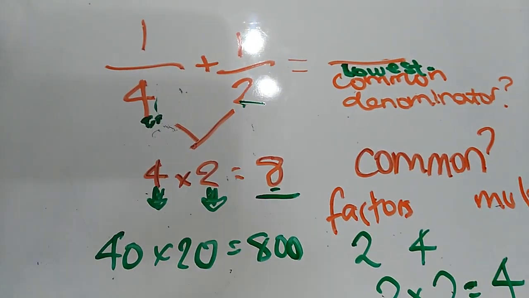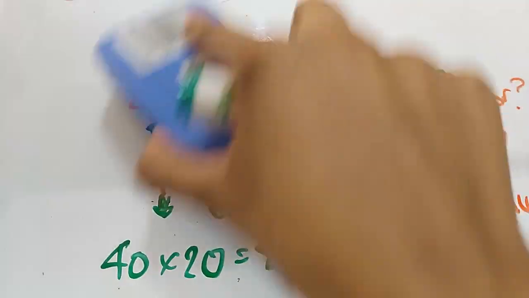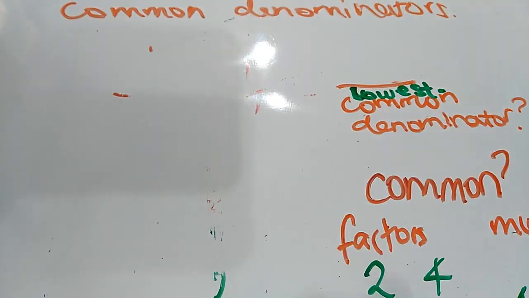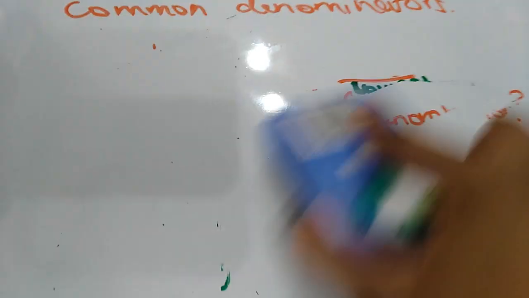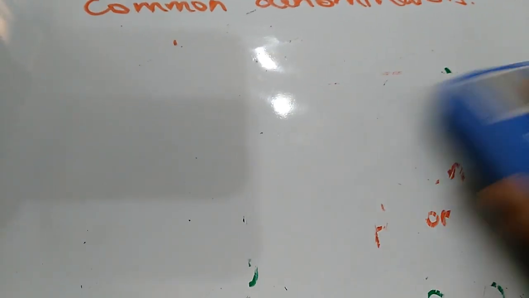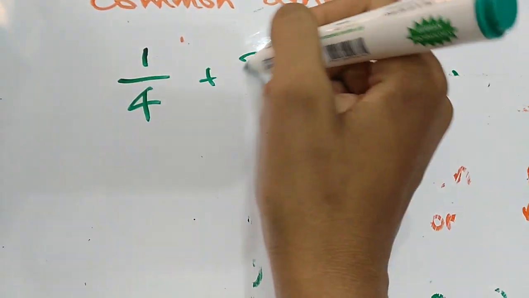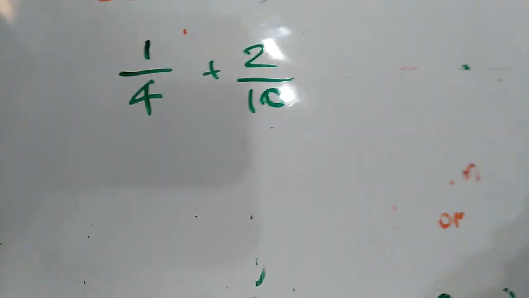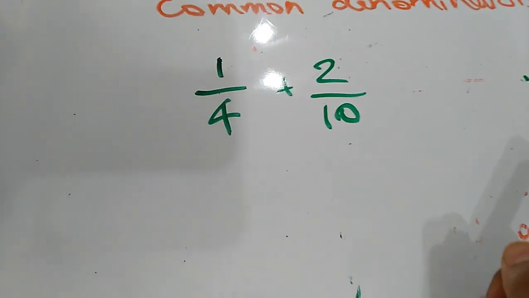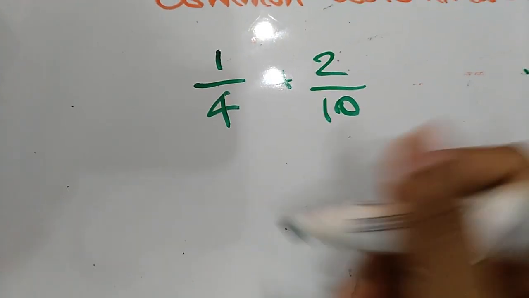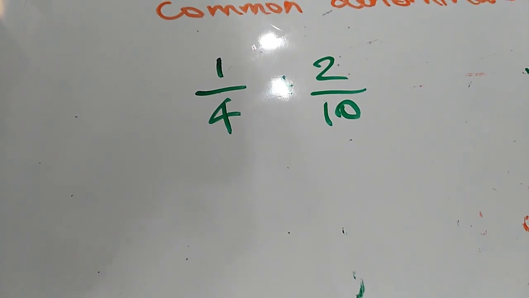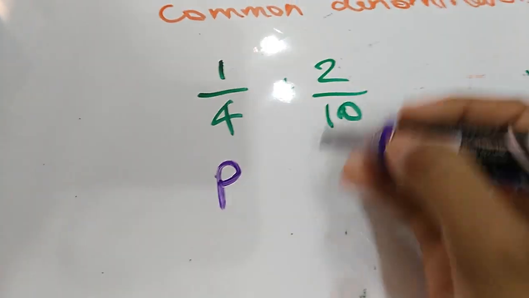But what if the numbers weren't that easy? Like, what if you couldn't simply tell that there would be a common factor? For example, say we had a quarter plus 2 over 10. What could we do now? How can we find the lowest common denominator? Well, we use prime numbers. Prime numbers are key.